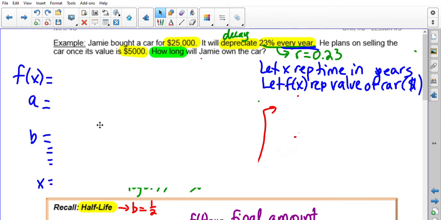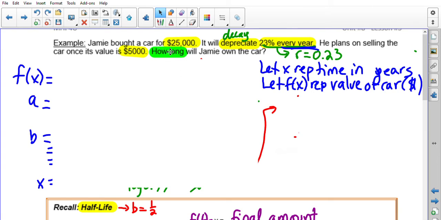It says Jamie bought a car for $25,000. It will depreciate 23% every year. Depreciate is another way of saying decay by percentage, so that's exponential. If it depreciates by 23% every year, that means the decay rate, little r, is 0.23 in decimal form. He plans on selling the car once its value is $5,000. How long will Jamie own the car?